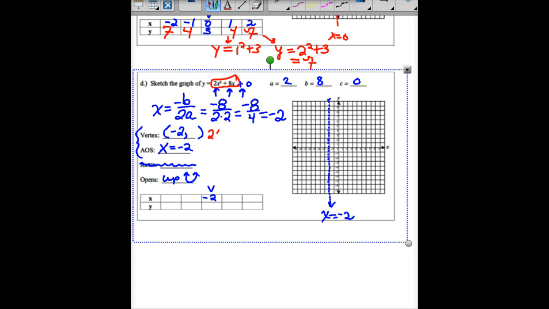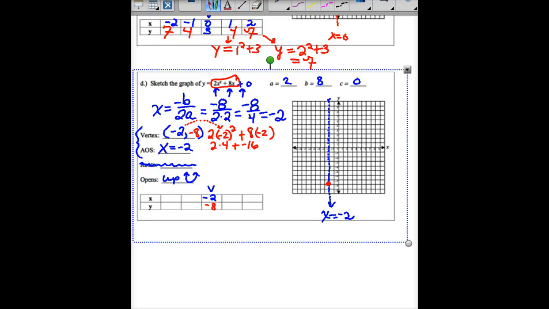I do 2 times x squared plus 8 times x. And I'm going to put in a negative 2. When I do that, I get 2 times 4 plus negative 16. That'd be 8 minus 16, which would give me a negative 8. So my vertex is way down at negative 2, negative 8.